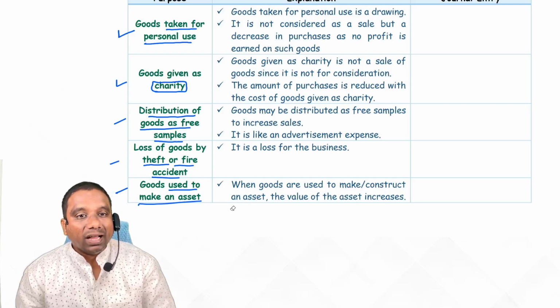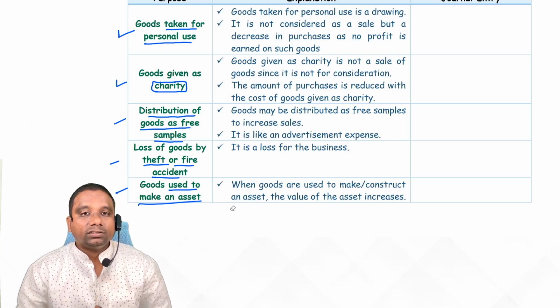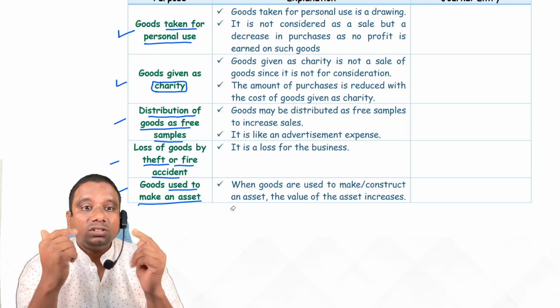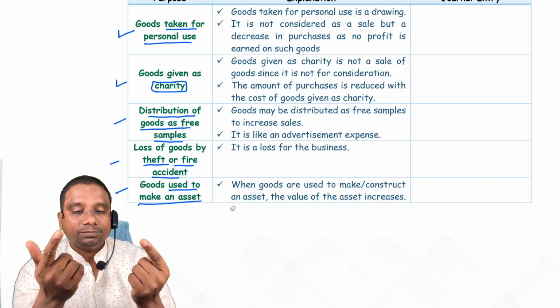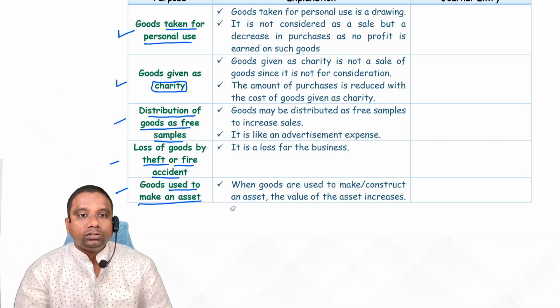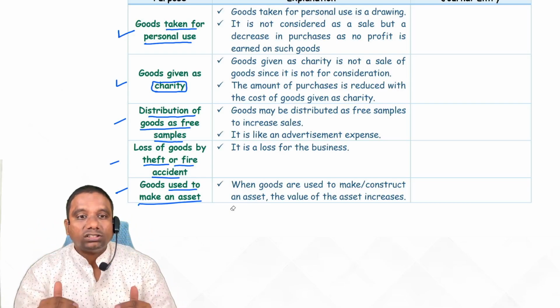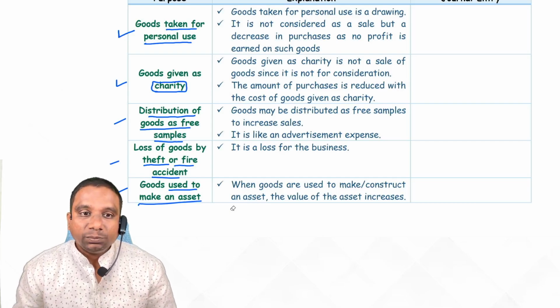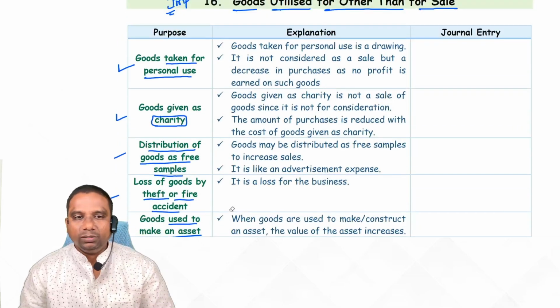Purchase account balance gets reduced. Is it clear, students? Yes, because purchase account is an expense, so that is debited. Now we have used these goods for these purposes, so the expense cost gets reduced. Do remember, students, this concept is very, very important.